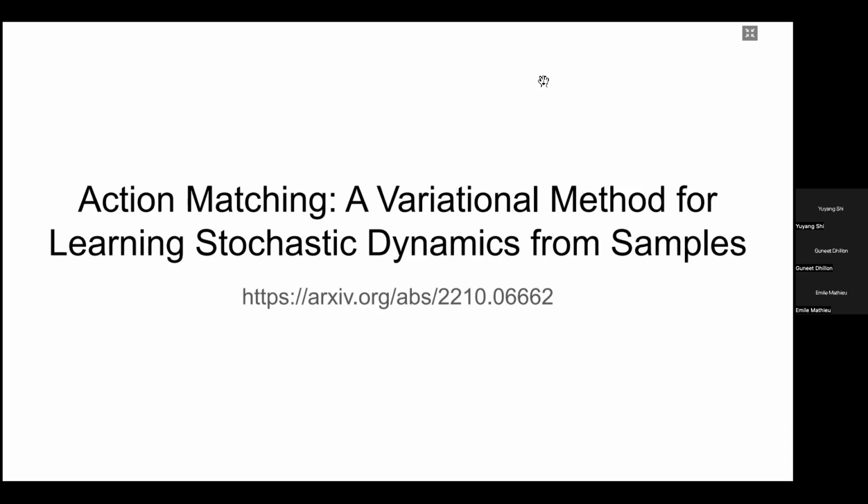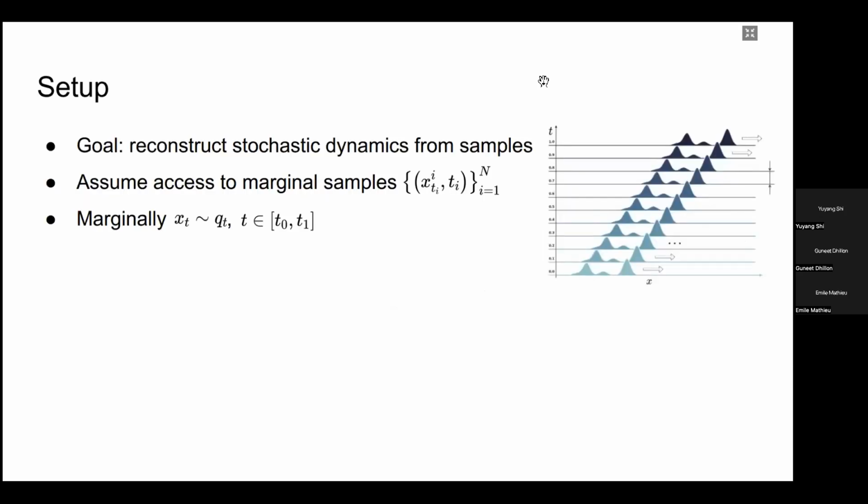So let's begin. It won't be very long. Basically, the setup of this paper is that they want to reconstruct stochastic dynamics from samples. It's similar to diffusion models, but not the same. Here they assume that you have access to marginal samples at different times, but the samples are not paired in a trajectory. So you don't know which samples are in each trajectory, and you don't observe each one as a full time series.